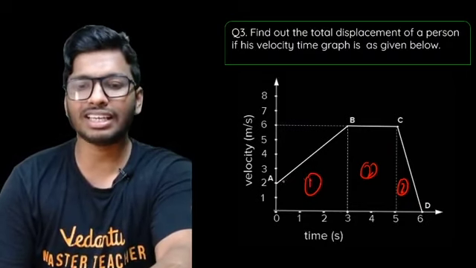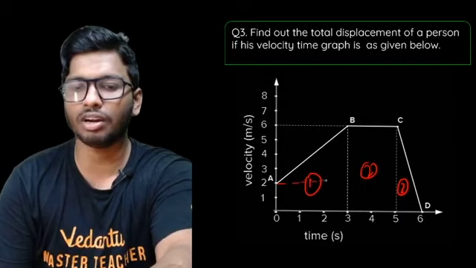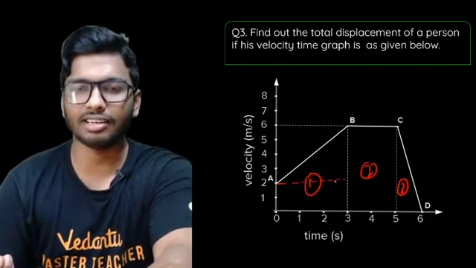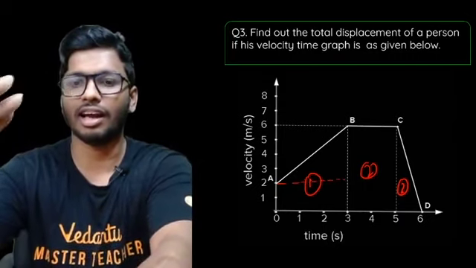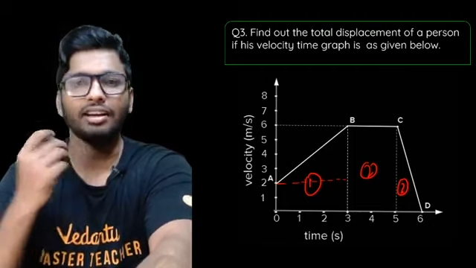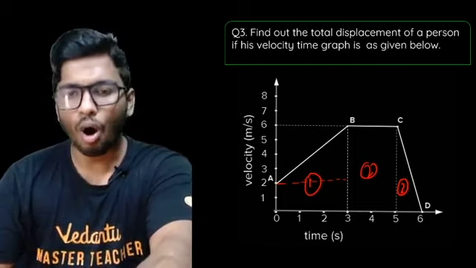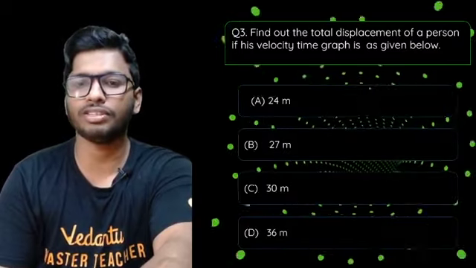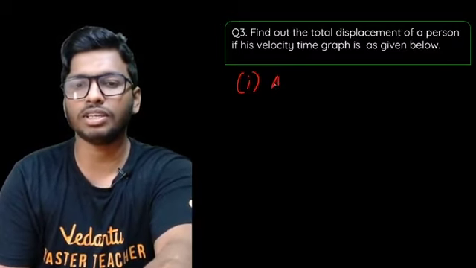So what you can do is basically divide this trapezium into a right angle triangle and a rectangle. Find out the area of the triangle and the area of the rectangle and add them both up. That will give you the answer. Or you could use the formula of area of trapezium.